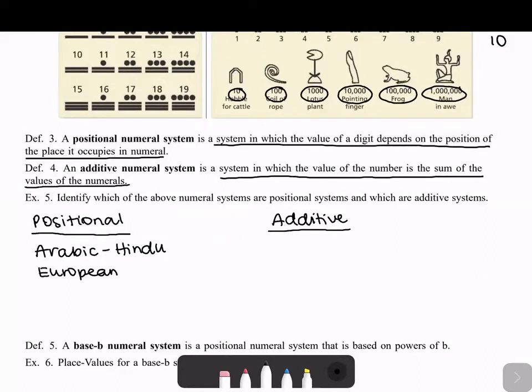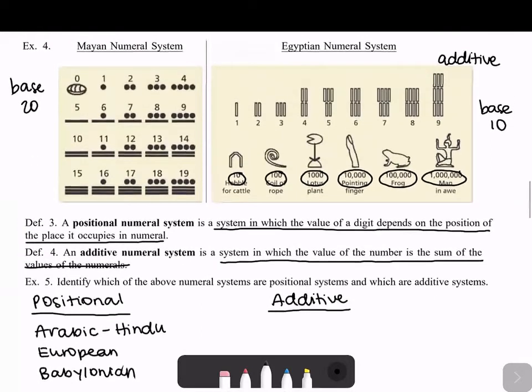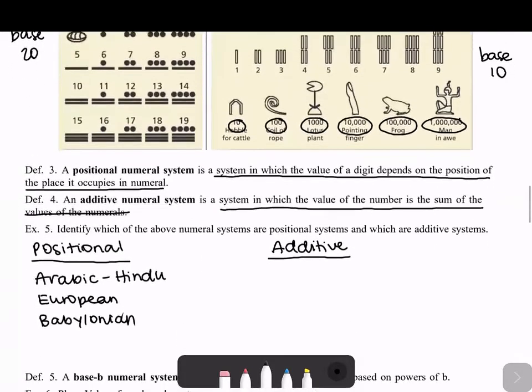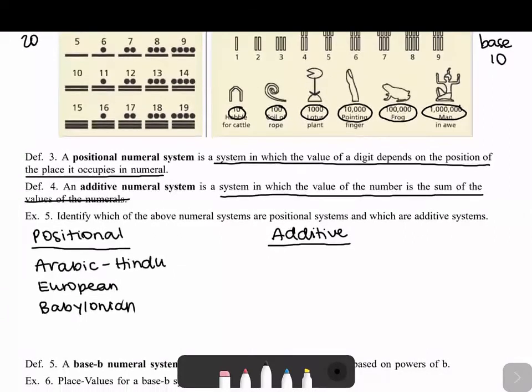Then we also have the Babylonian numeral system, right, that was base 60, and we had the example of what 2 looks like versus what 61 looks like. So that one was also positional. And lastly, the one we just talked about above, this Mayan system, is also positional, written with the position written vertically.